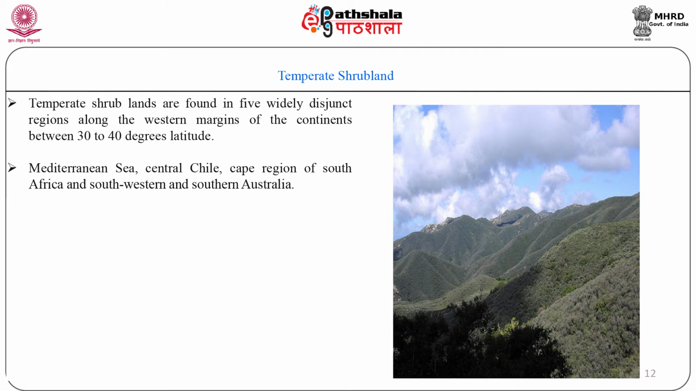The wide geographical distribution of Mediterranean shrubland is reflected in the diversity of names for this biome. In western North America, it is called the chaparral. In Spain, the most common name is matorral. In South Africa, it is called fynbos and as mallee in Australia.